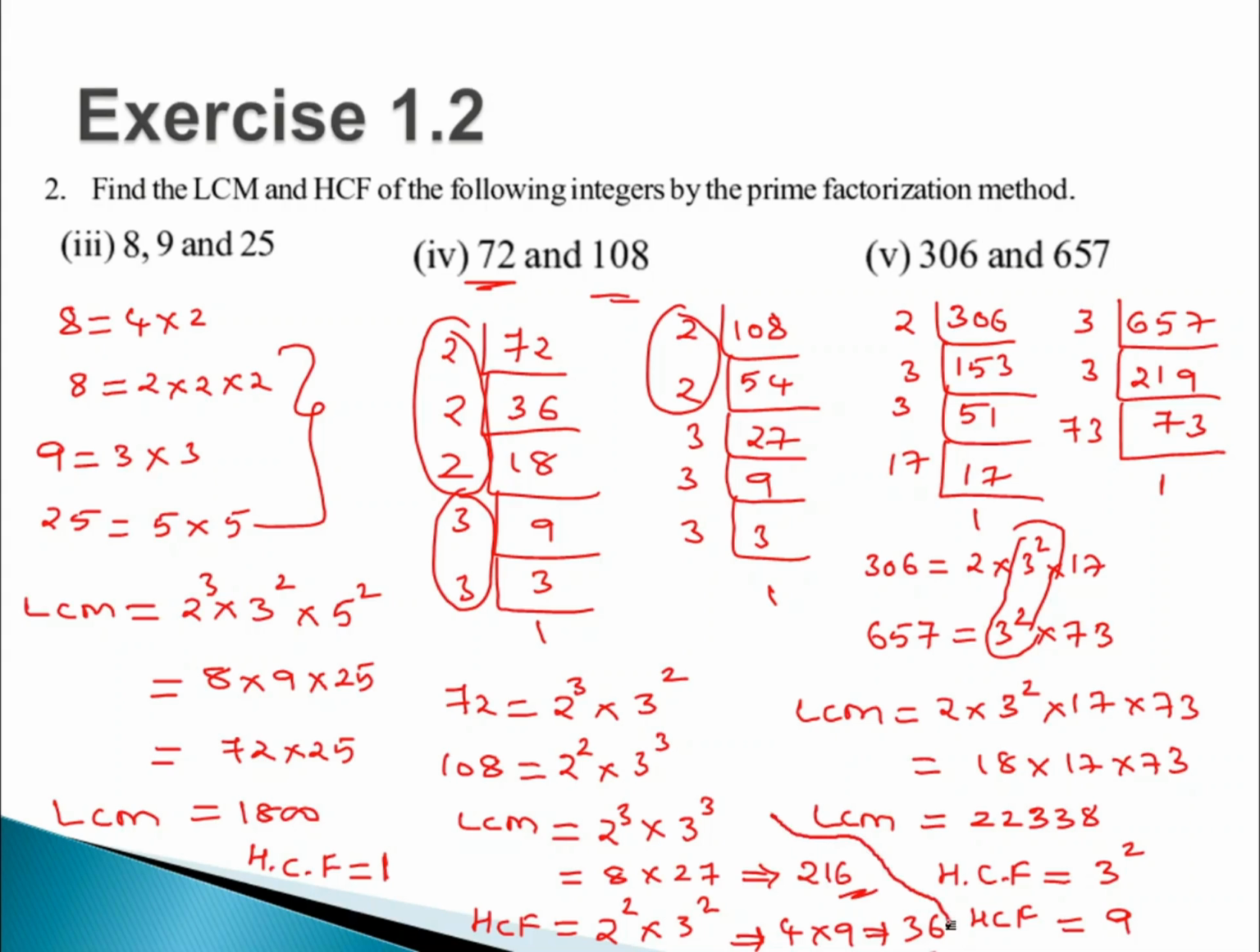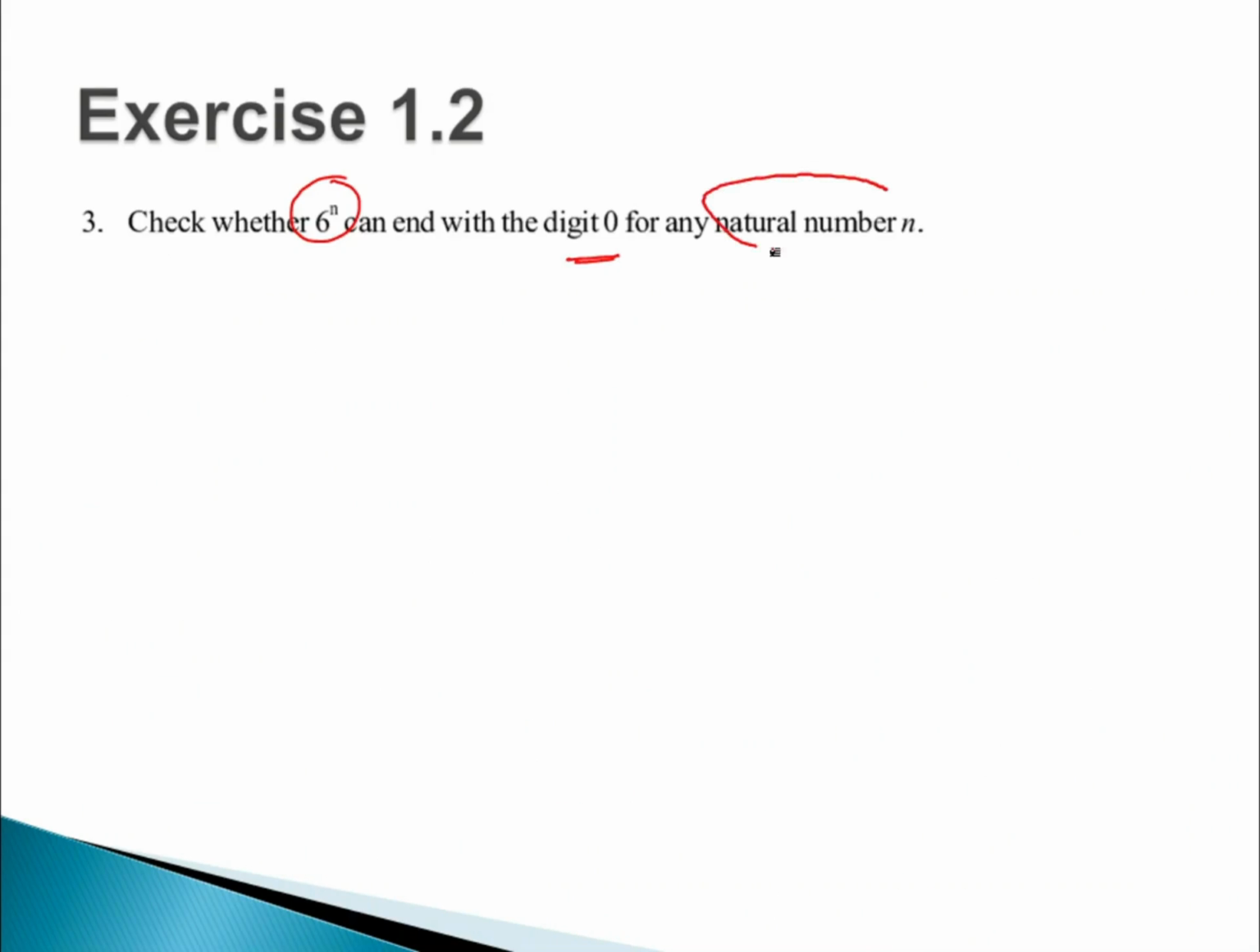Am I clear? Up here? Good. So let's look at the next step over here. Or any natural number. So let the natural numbers n equal 0, 1, 2, 3, 4, 5, 6 and so forth and so on, right?